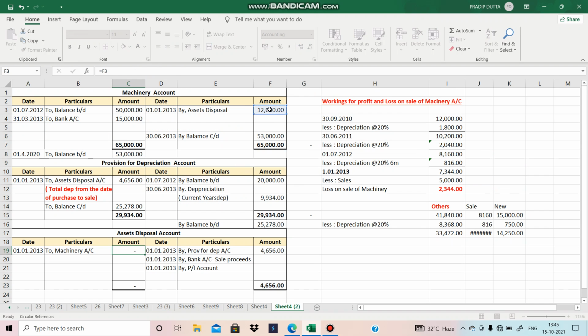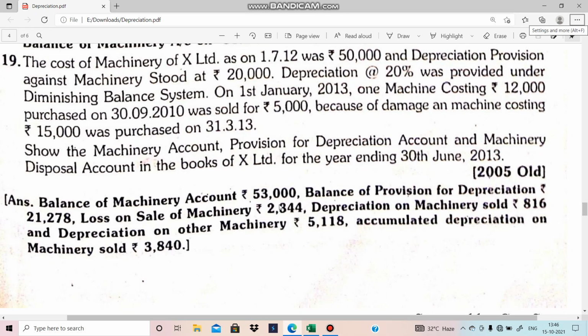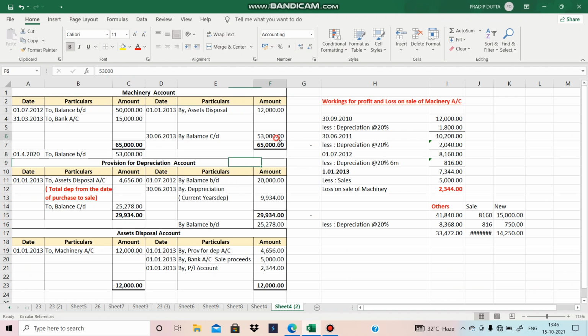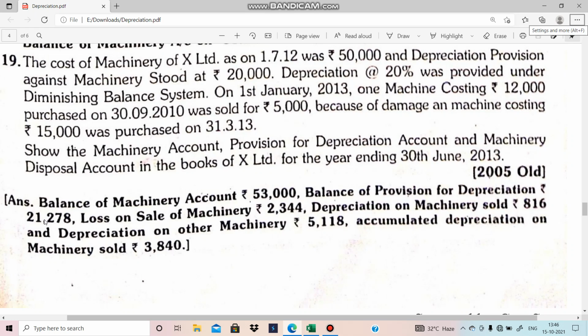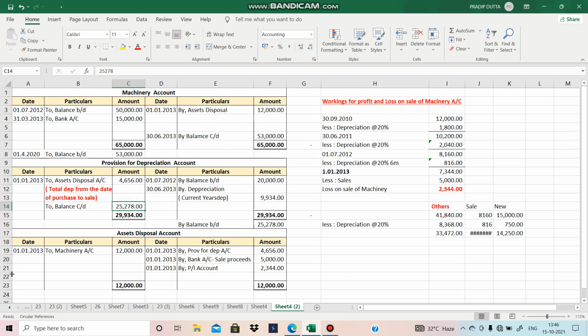From here it comes, 12,000. The total provision for depreciation from here will come over here. The sale proceeds are 5,000 and the loss is 2,344. See, automatically the balance is tallying, 2,344, 12,000, 12,000. Check this answer. The balance of machinery is 53,000. The balance of provision is 21,278, but something is wrong. It has become 25,278.